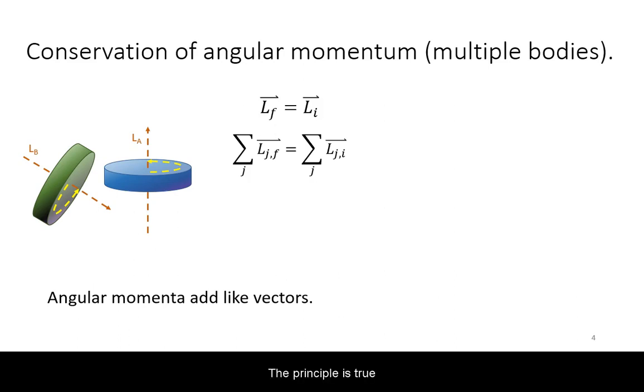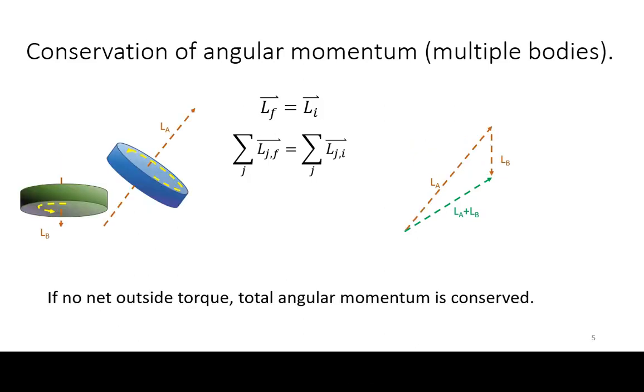The principle is true for any number of interacting objects as long as the net outside torque to the system is zero. This is true regardless of the details of the internal interaction.